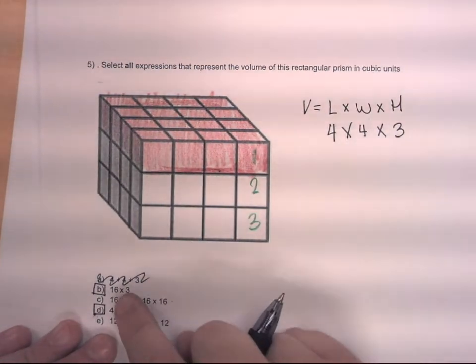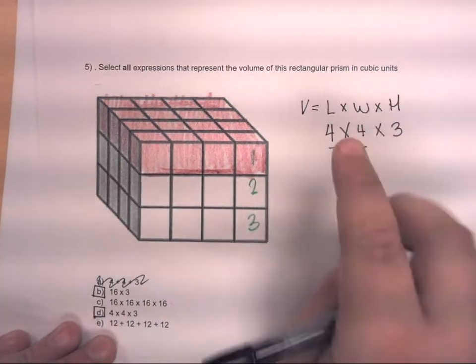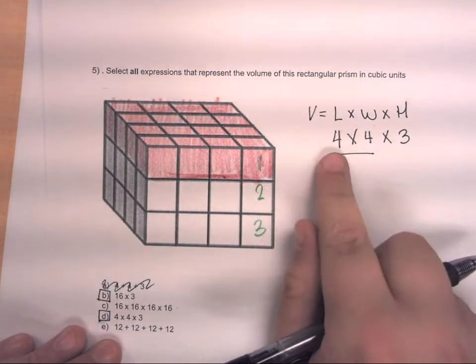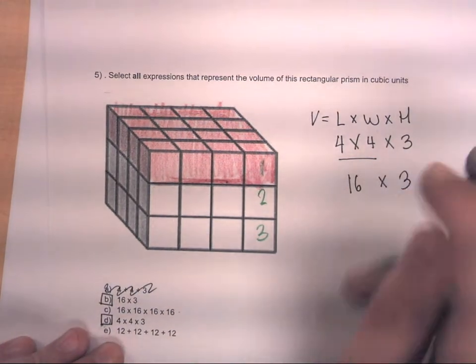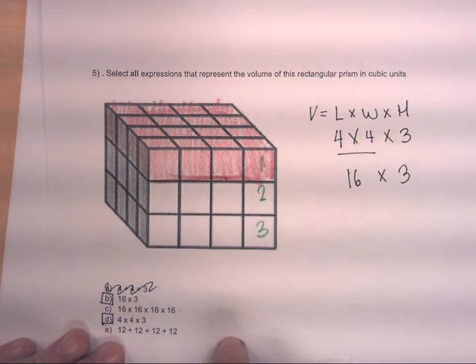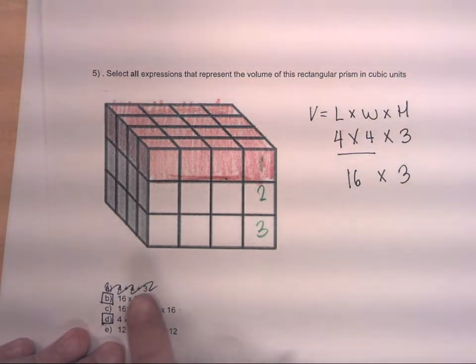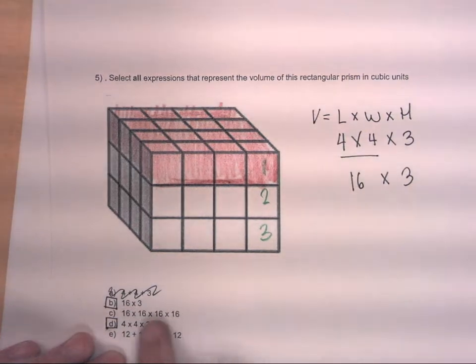Now another way of determining that is if I further simplify this expression, 4 and 4 is 16, by 3. So there's a couple different ways that you could recognize that 16 by 3 is a matching expression here. Okay, so let's look at C.